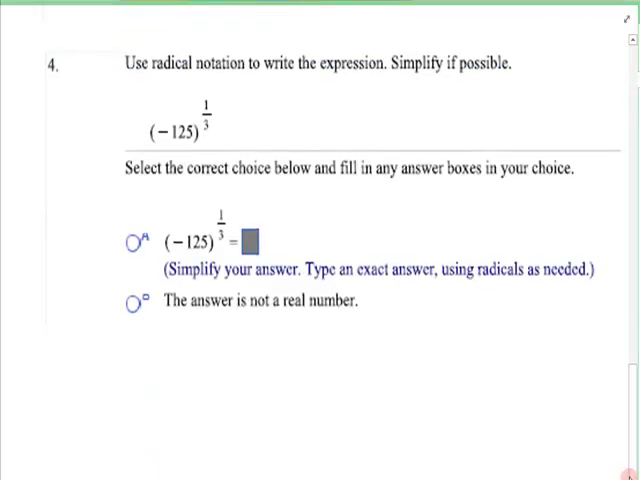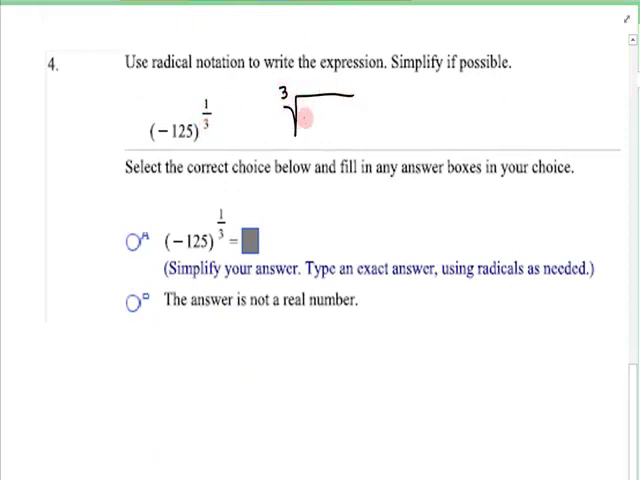Okay, and the last one says 1/3 power. That means cube root. And the radicand is the number in parentheses being raised. Can we take a cube root of a negative radicand? The answer is yes. We get a negative answer. The cube root of 125, look it up or use your calculator if you need to. It is 5. So this is equal to -5.